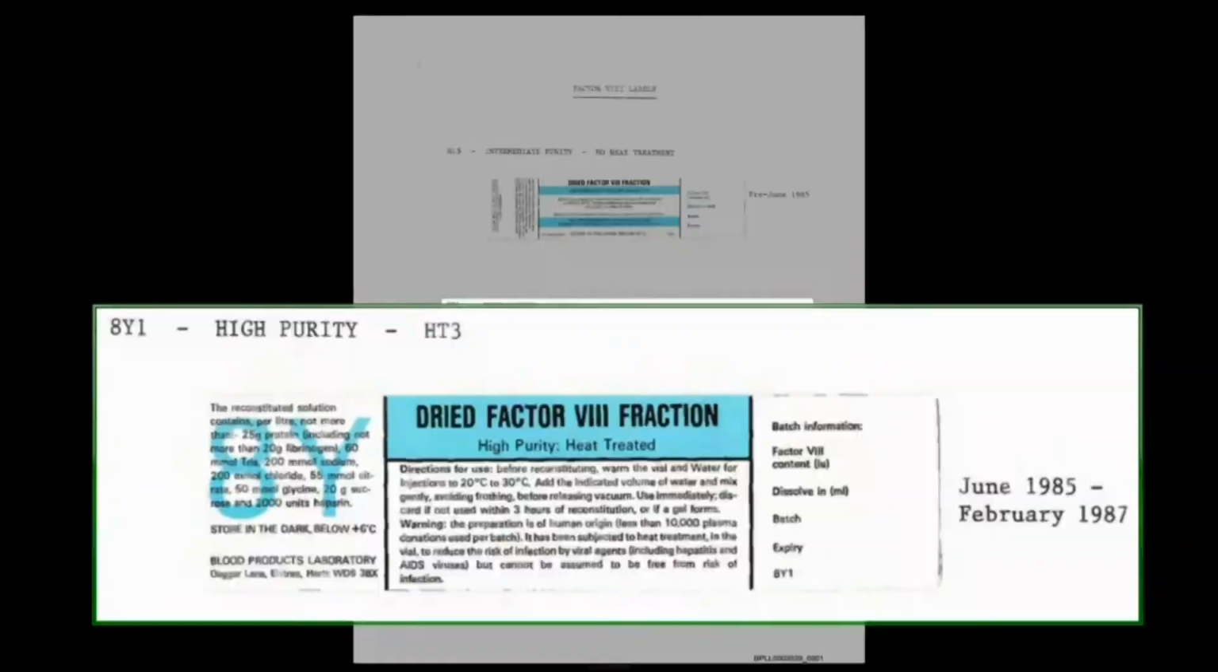This is a label which is clearly for 8Y. We can see that's mentioned there. The date's given of June 1985 to February 1987. The warning section states this: the preparation is of human origin, less than 10,000 plasma donations used per batch. It has been subjected to heat treatment in the vial to reduce the risk of infection by viral agents, including hepatitis and AIDS viruses, but cannot be assumed to be free of the risk of infection.